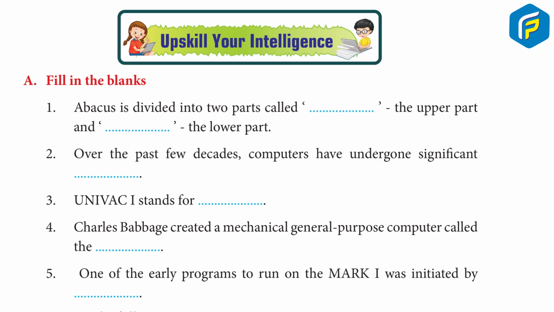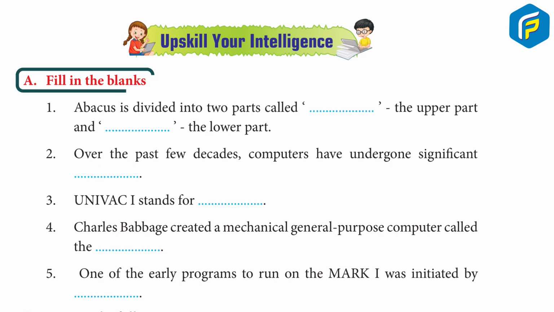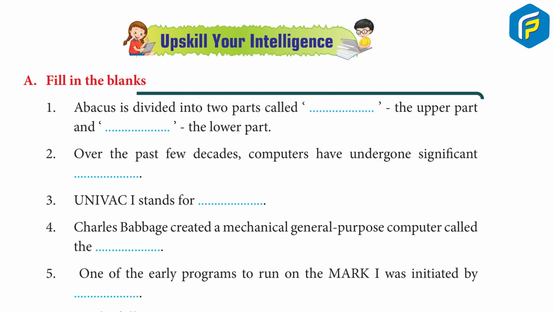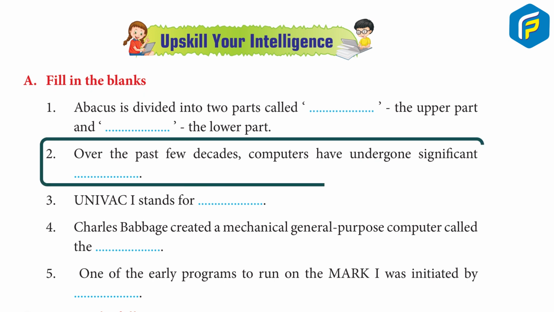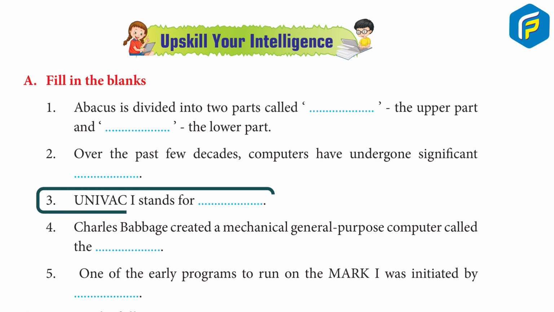Upskill your intelligence. A. Fill in the blanks. 1. Abacus is divided into two parts called dash, the upper part, and dash, the lower part. Answer: Heaven and earth. 2. Over the past few decades, computers have undergone significant dash. Answer: advances. 3. UNIVAC I stands for Universal Automatic Computer I.